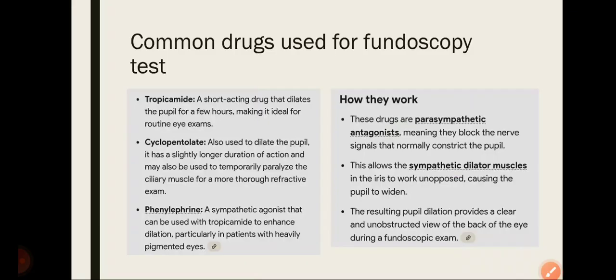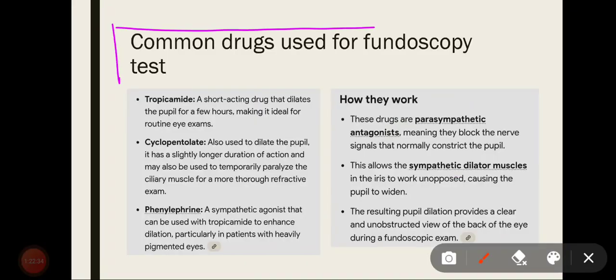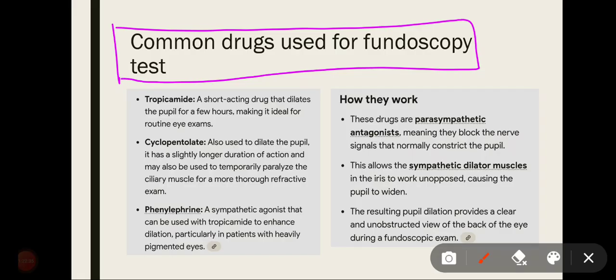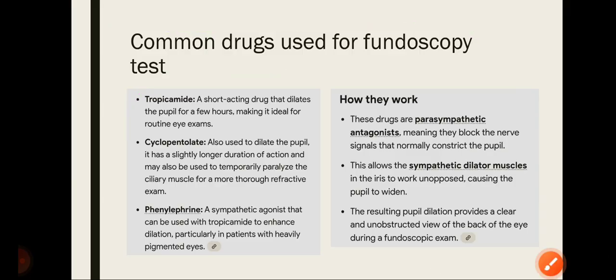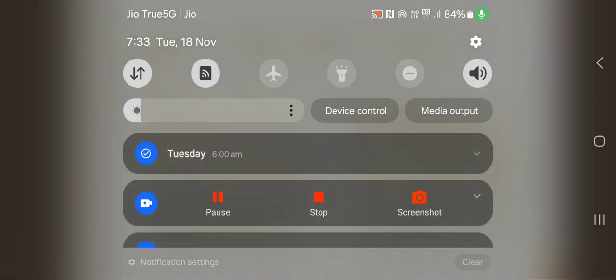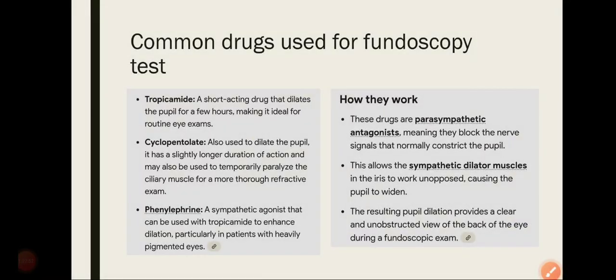So a question arises: what are the common drugs used for the fundoscopic test? For the fundoscopic test, we use tropicamide, cyclopentolate, and phenylephrine.